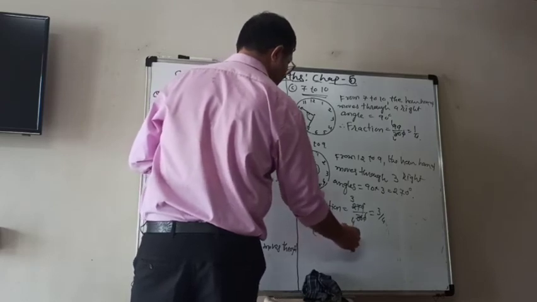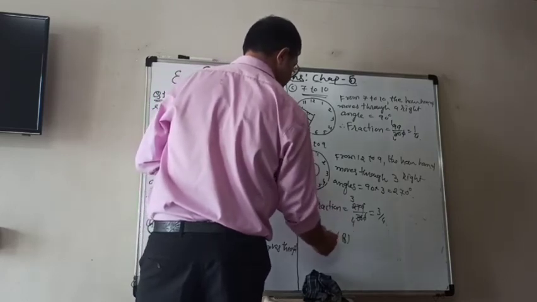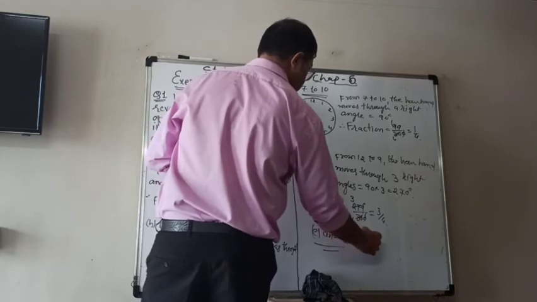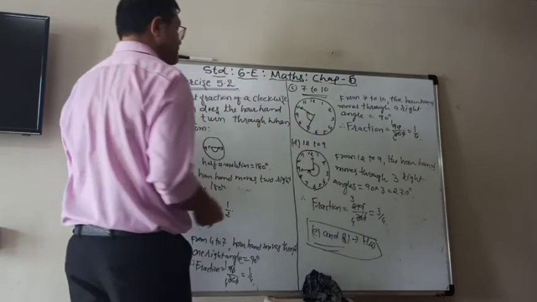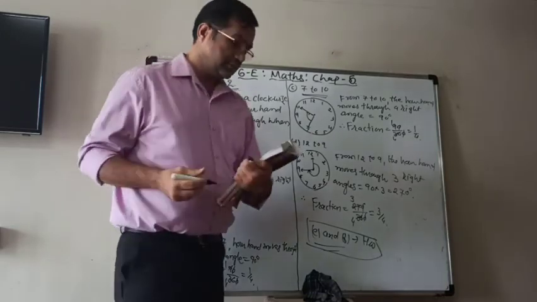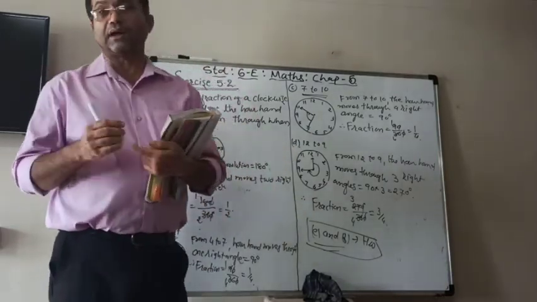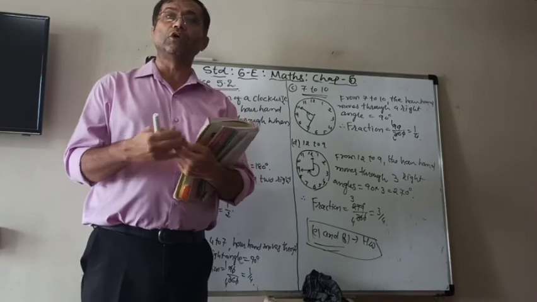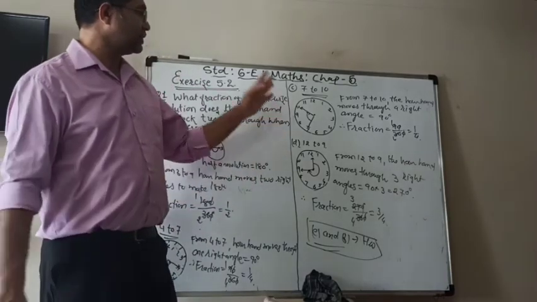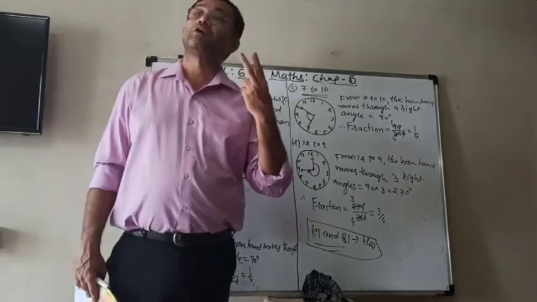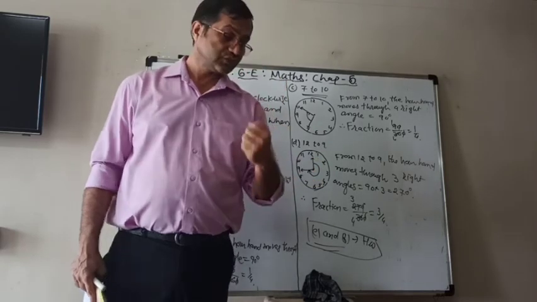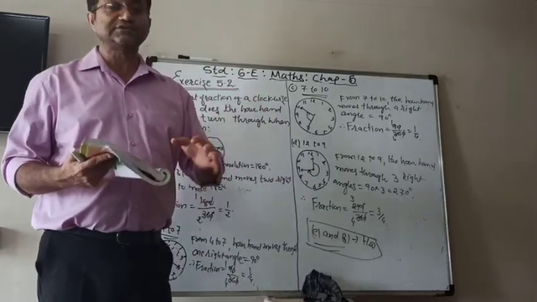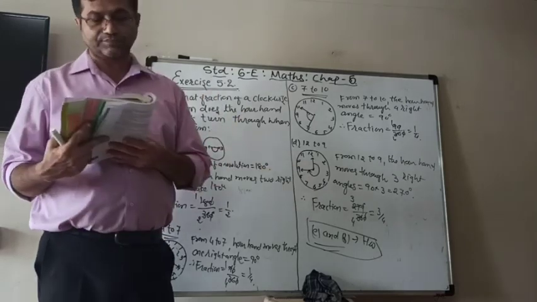Now E and F, that you will do for homework. By doing the same, you can draw a rough diagram of the clock and how it will move, and then you see whether it is 1 right angle, 2 right angles or 3 right angles. So by this you can finish E and F.